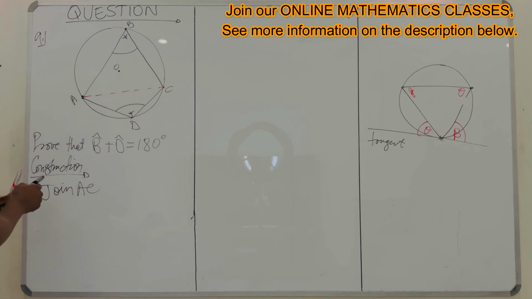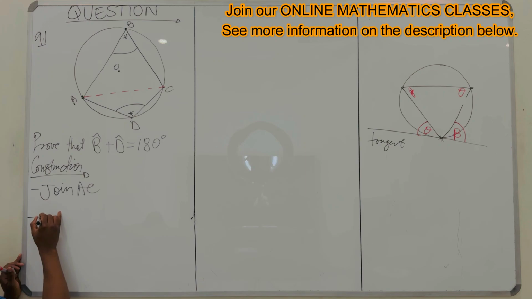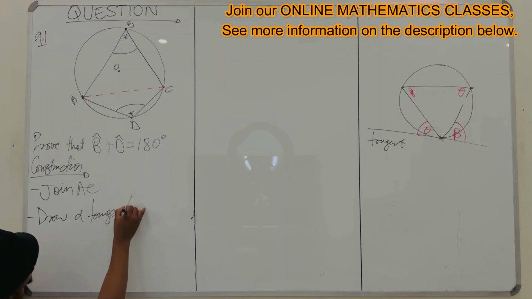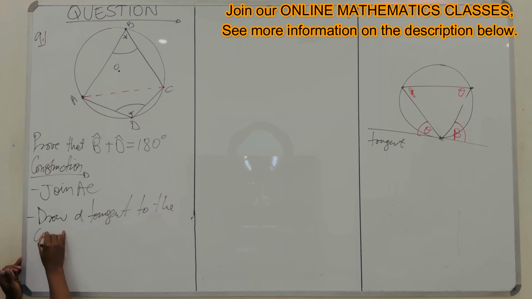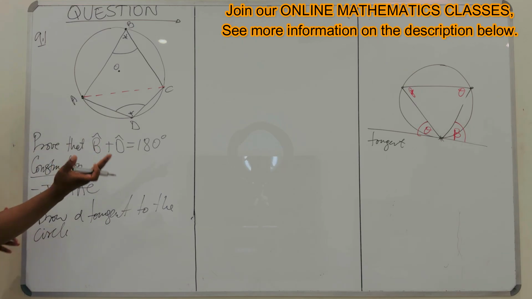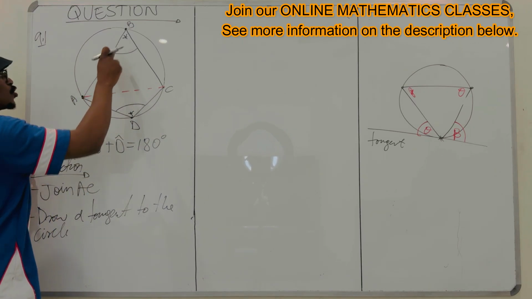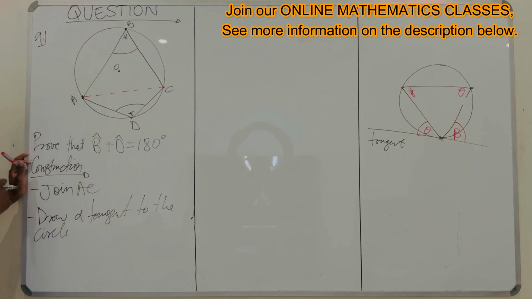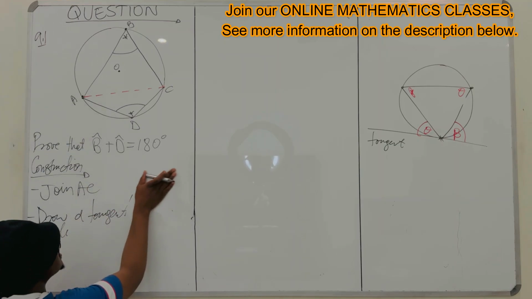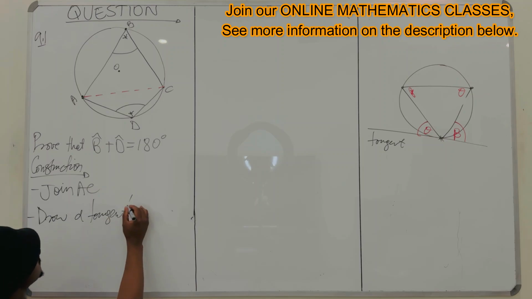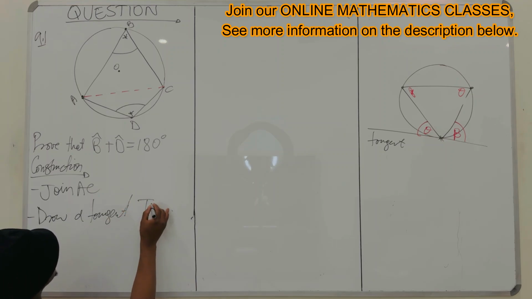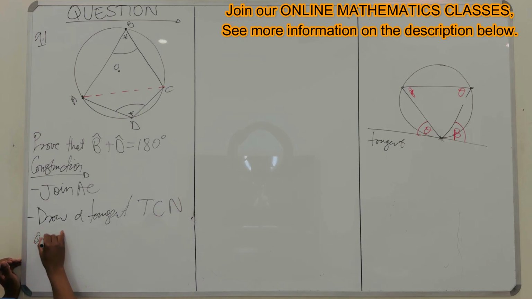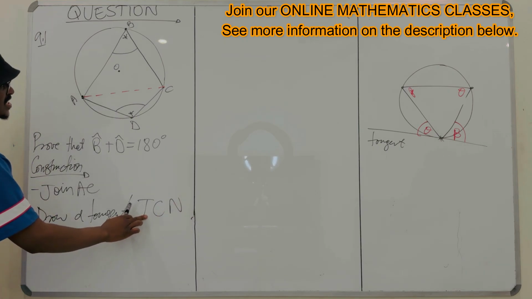Okay. The next thing, what do we do? The next thing, we want to draw a tangent to the circle. It's up to you. You can draw it at C or at A, as long as it's not going to be the angles that you are trying to solve. You can draw a tangent here at A, or you can draw a tangent at C. So let's draw our tangent at C. Let's call it TCN, at C.